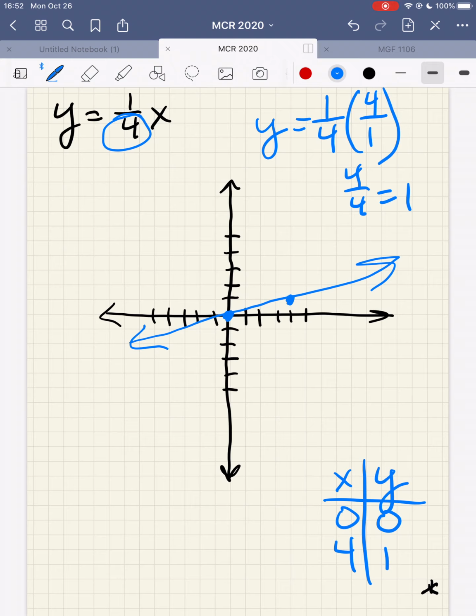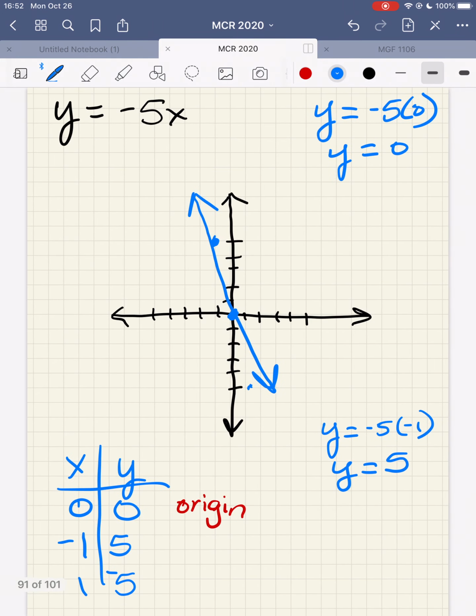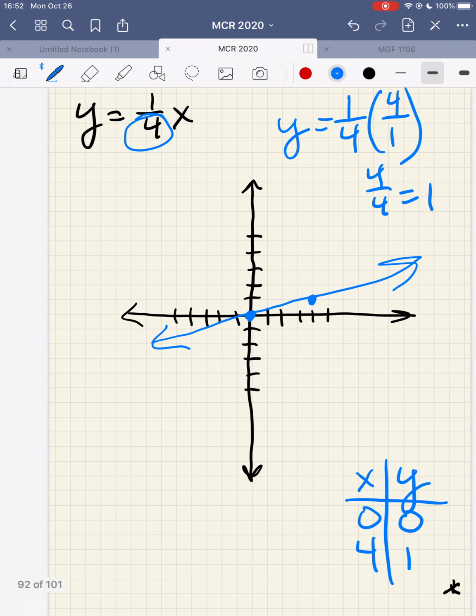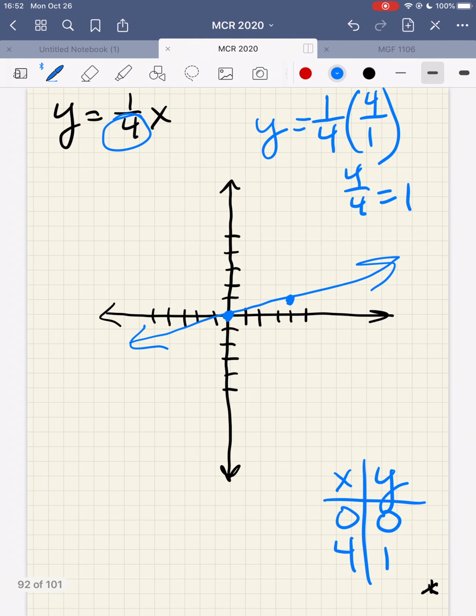All right. And I want you to notice a little something here with my 2 equations. Notice on this one, I had a whole number and my line was really steep. This one I had a fraction and my line was really shallow. We're going to talk about that when we talk about slope, but it's just something to go ahead and keep in mind.